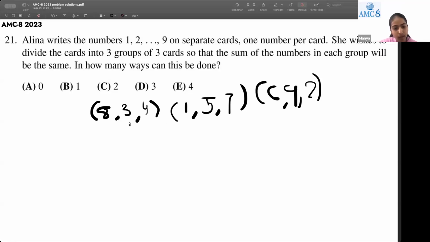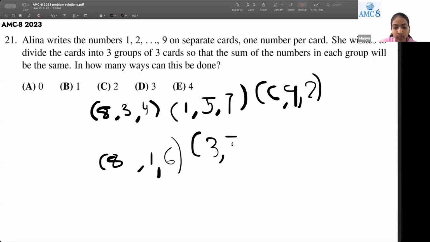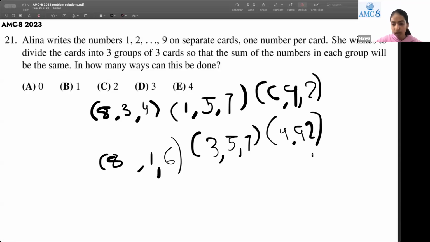Another way to do this is doing 8, 1, 6, 3, 5, 7, and 4, 9, 2. So these are the only two ways to do this. And once again, if you look at both of these possibilities, 1, 2, 3 are separate. 1 is here, 2 is here, and 3 is here. 4, 5, 6 are separate, and 7, 8, 9 are too.